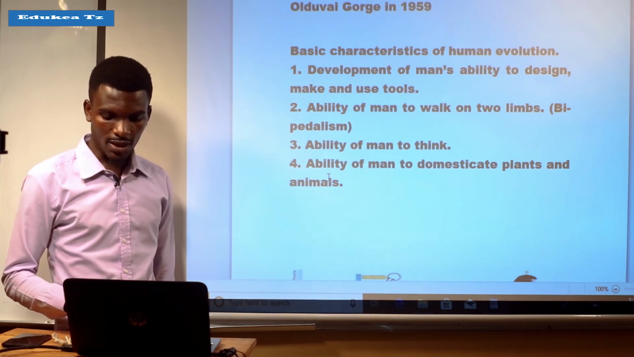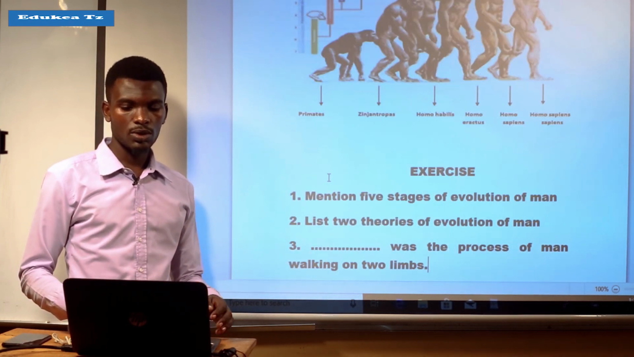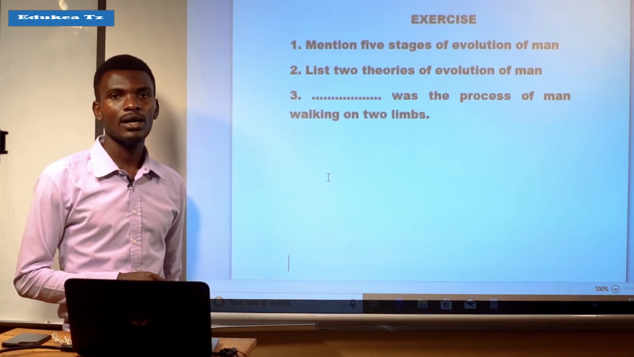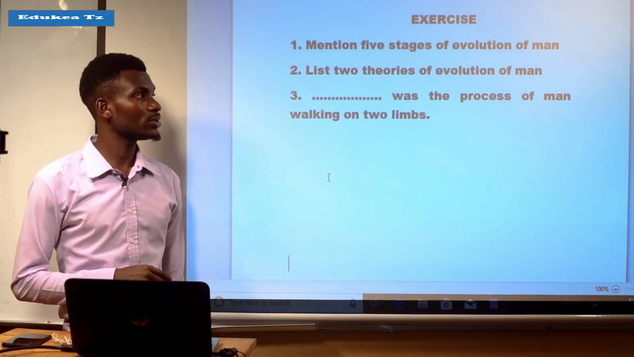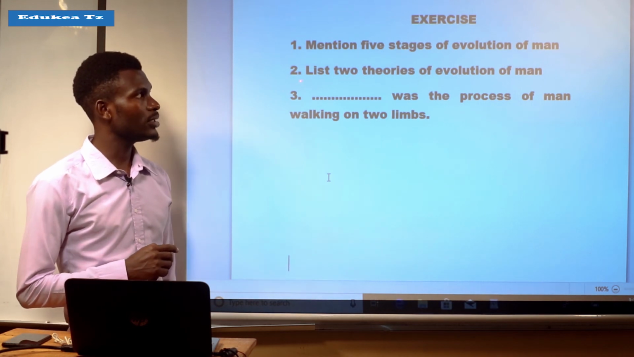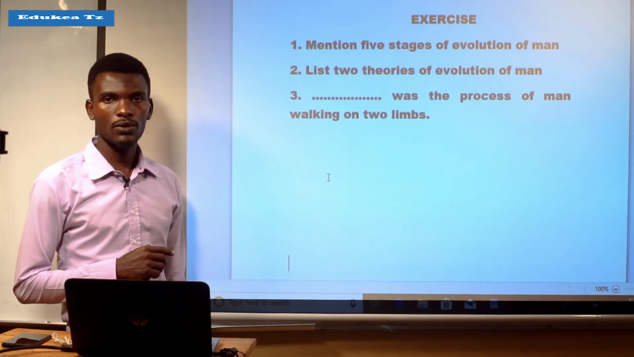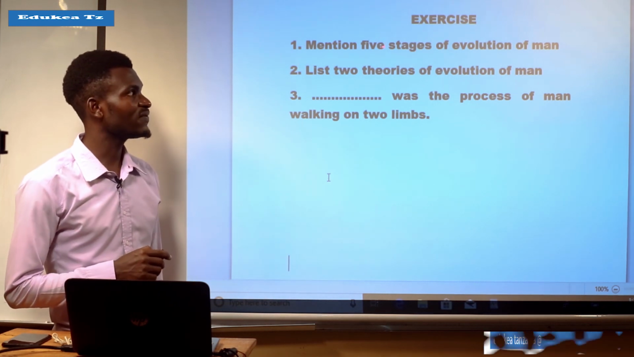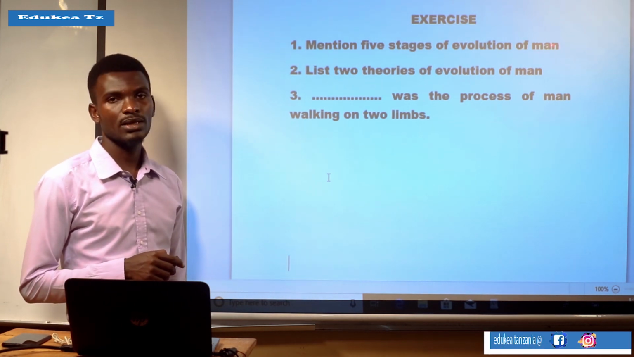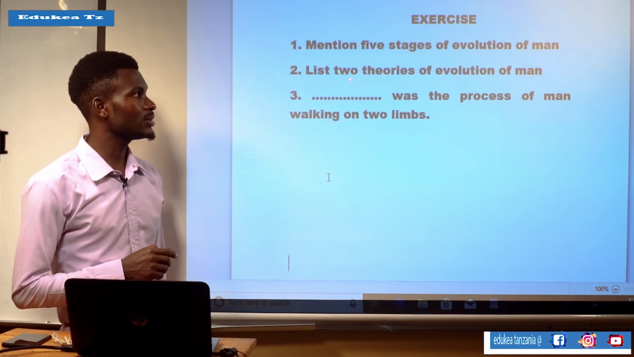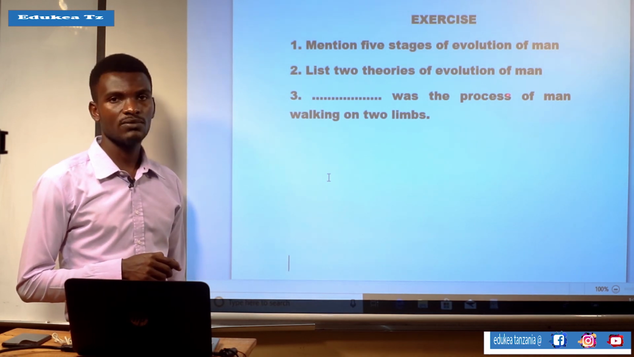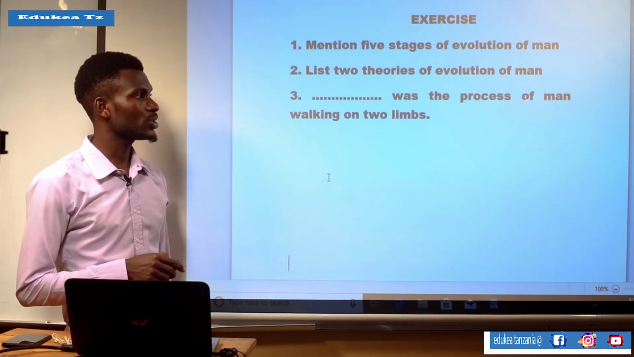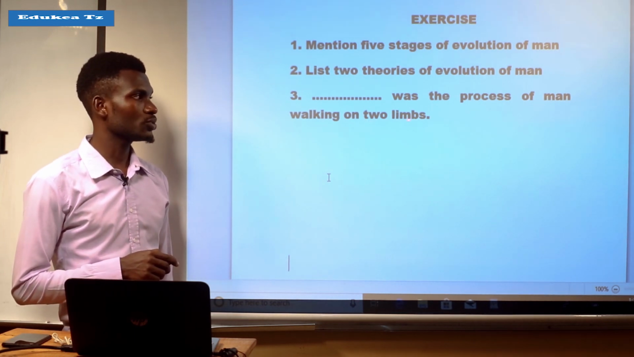So until there, I would like to give an exercise, which marks the end of today's class or lesson. I would like to give you 3 questions which you have to perform, students of Form 1. The first question is: mention 5 stages of evolution of man. The second one is: list 2 theories of evolution of man. The last one is: dash dash was the process of man walking on 2 limbs.